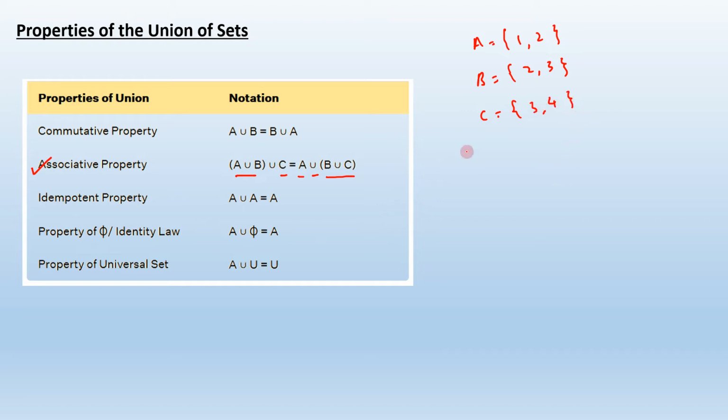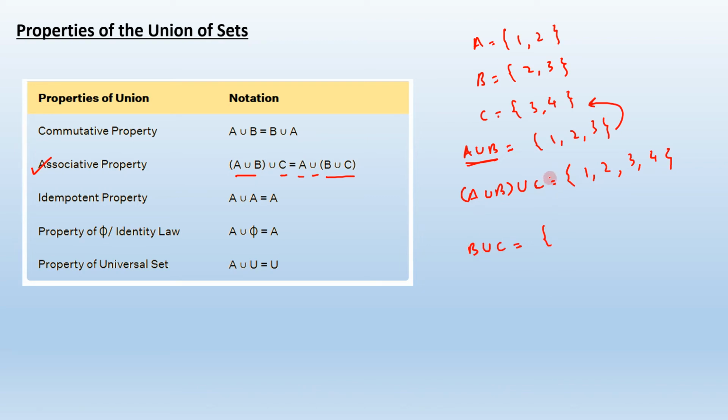Now let's see what A union B is. This will be having elements 1, 2, 3. Similarly, we can calculate (A union B) union C. So this A union B, we have to calculate its union with set C. So that will be having elements 1, 2, 3 and 4. Now let's see what will be B union C. So B union C will be having elements 2, 3 and 4.